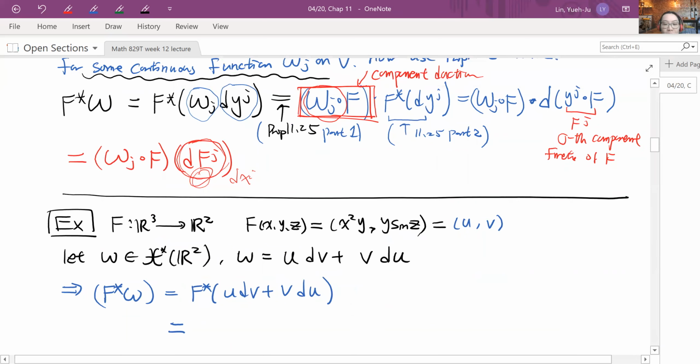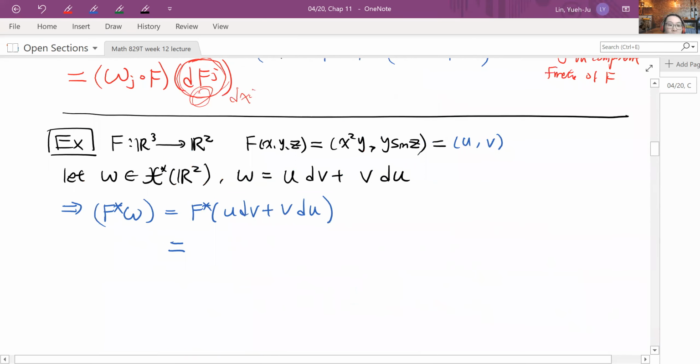This is also an example I picked from the textbook. As I said, you're going to see that the computation is quite natural. I'm using the formula above, but it's more intuitive to just directly compute it. So I have a smooth map from R3 to R2, mapping (x, y, z) to (x squared y, y sine of z). I'm going to use the coordinates x, y, z for R3, but for R2, the coordinates will be u, v, like what I wrote here.